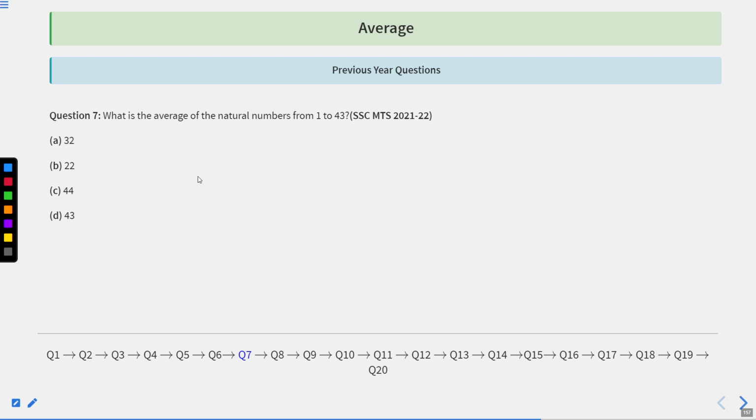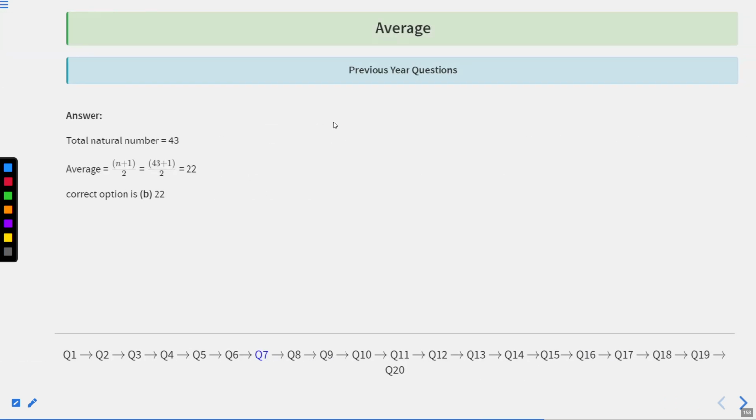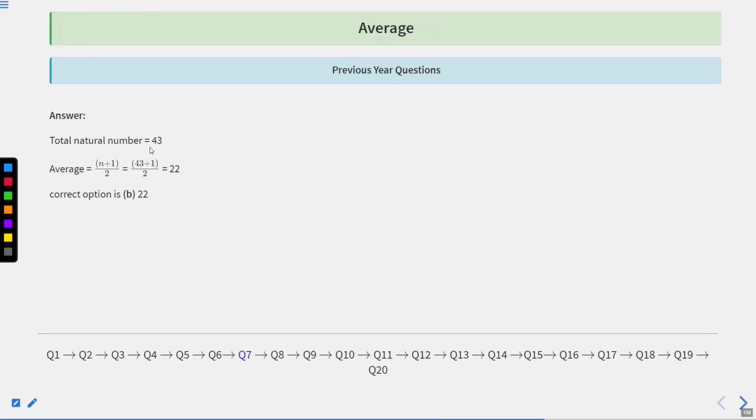Let us now move ahead with problem number 7. What is the average of natural numbers from 1 to 43? The total number of natural numbers here is 43. So, the average will be given by n plus 1 upon 2, which is equal to 43 plus 1 upon 2, that is equal to 22. So, the correct option here will be option B, 22.